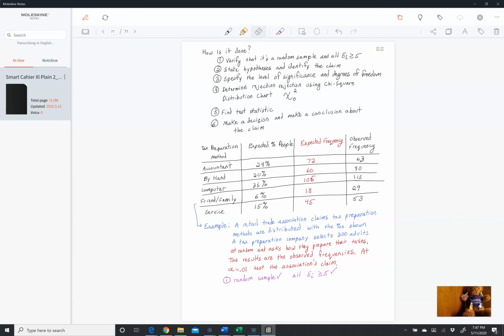Second thing that we have to do, we have to create our hypotheses. So this is what our hypotheses look like, okay? And I'm going to be honest, it's a pain to write them. The expected distribution of the way people prepare taxes, you're essentially rewriting the chart.